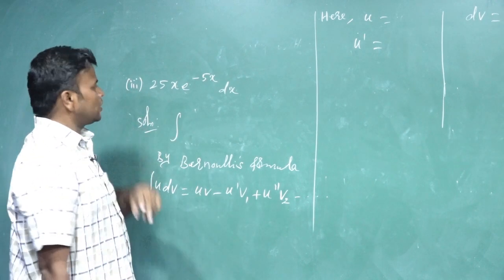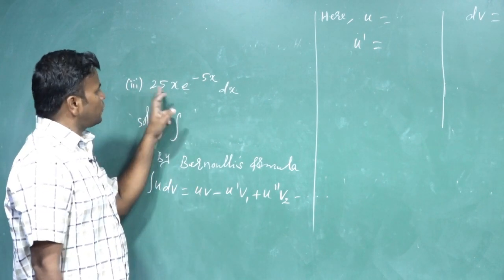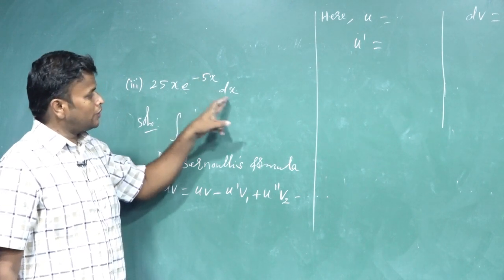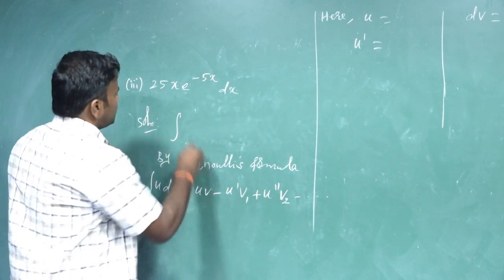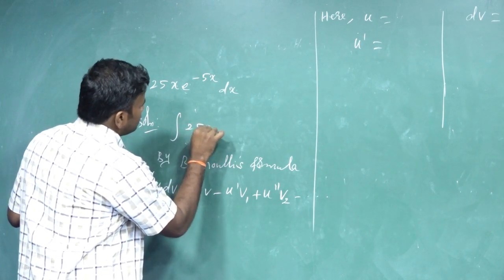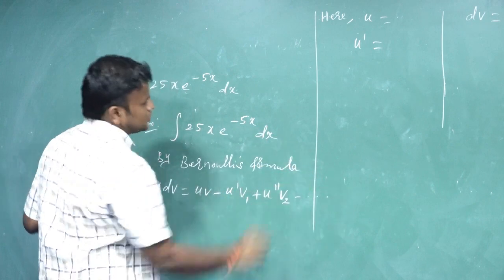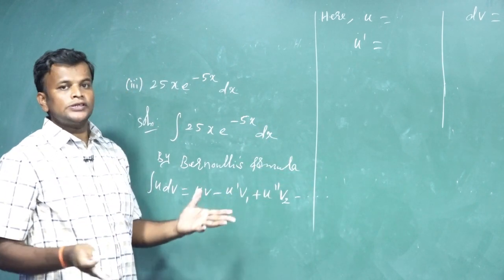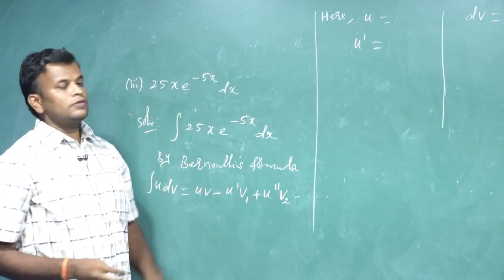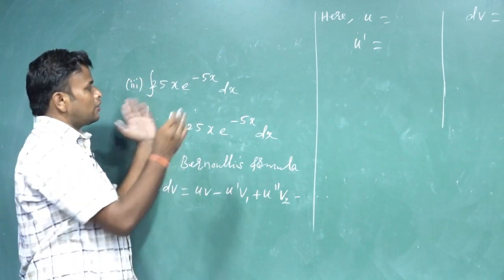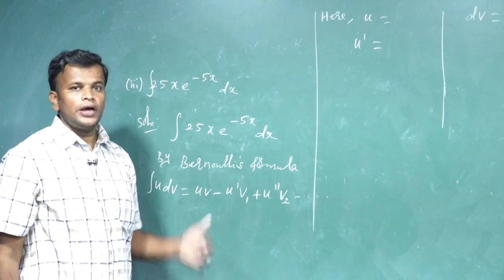We move to the third one. You see the term 25x e power minus 5x into dx. Important is e power minus 5x into dx. The question will be asked in two ways: integrate the following with respect to x, or just evaluate. Okay, evaluate or integrate with respect to x.